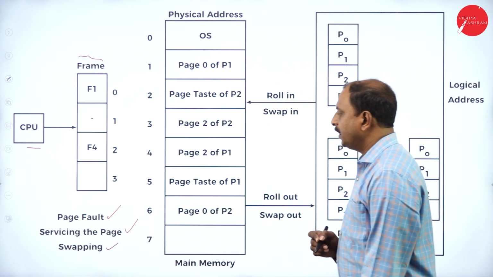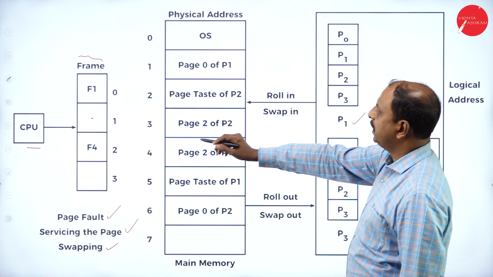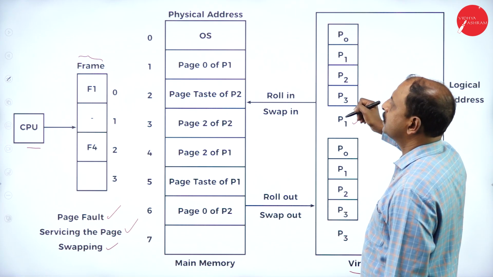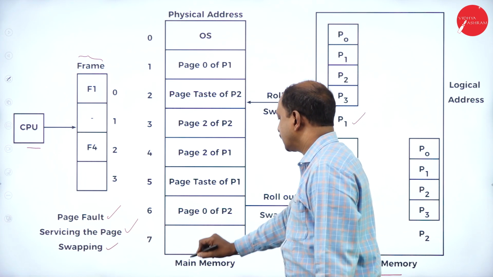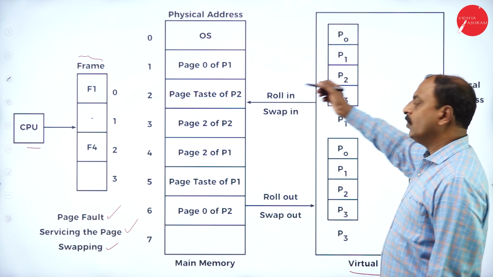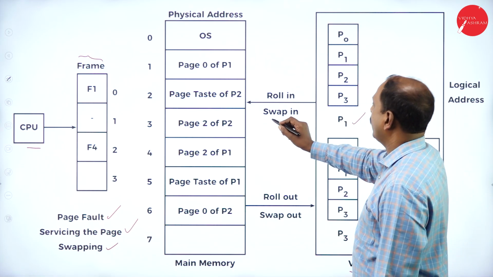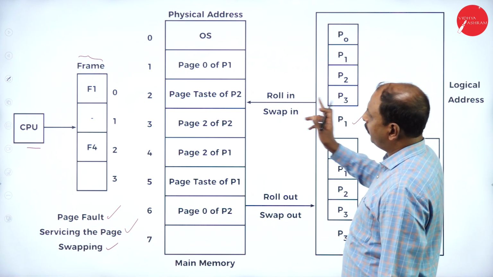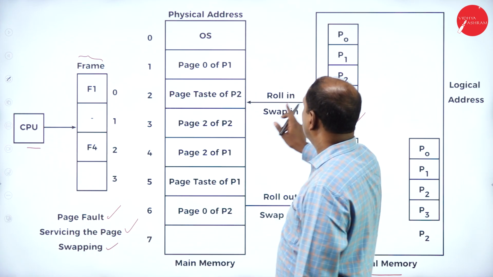What is the concept here? What is the meaning of page fault? Suppose the CPU looks for some page, for example page 2 of process 1. If that page is not available in the computer's main memory, then the particular page has to be loaded from the secondary memory devices through virtual memory. That is the concept of swap in. The data moving from secondary memory devices into the main memory for processing, as per the requirement from the CPU, is called swapping in.